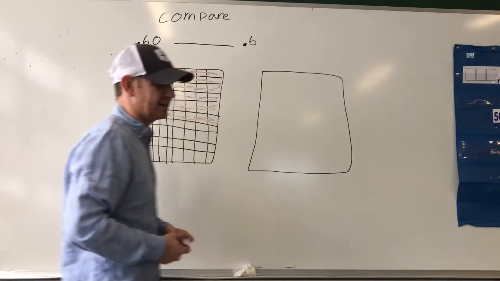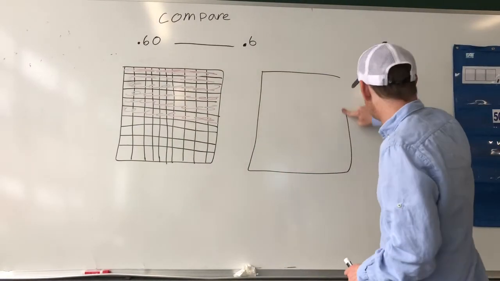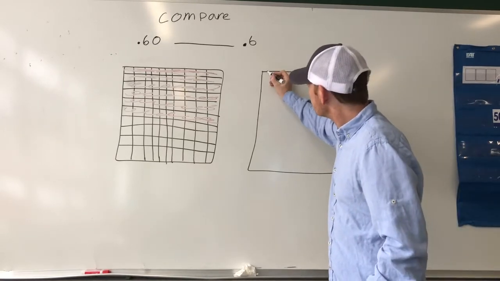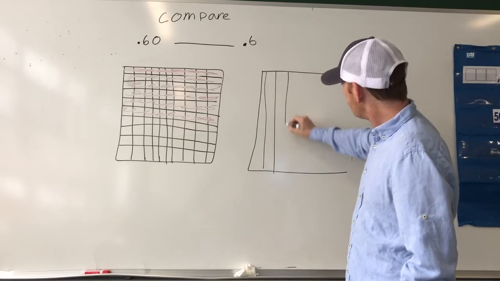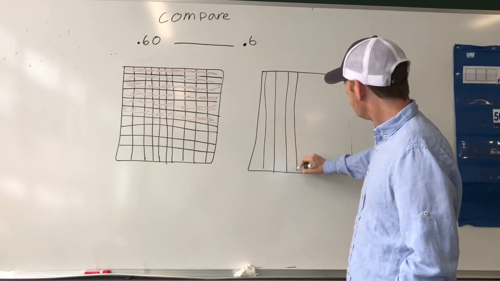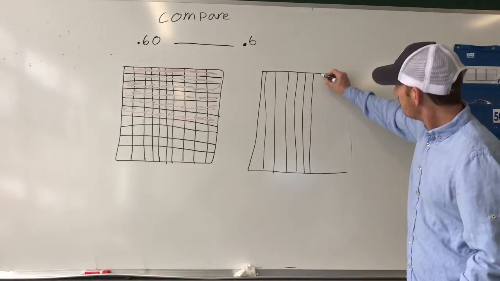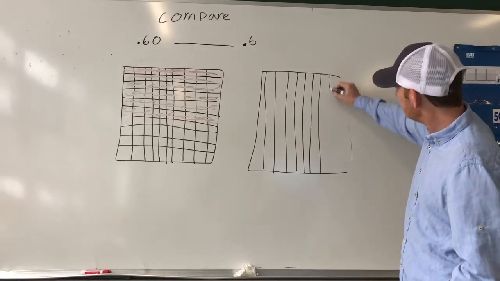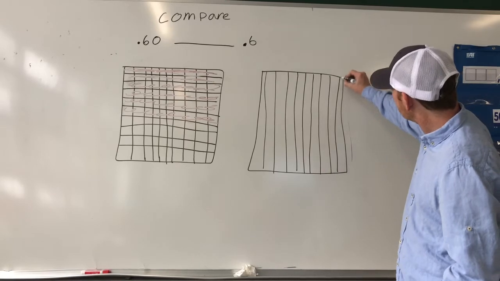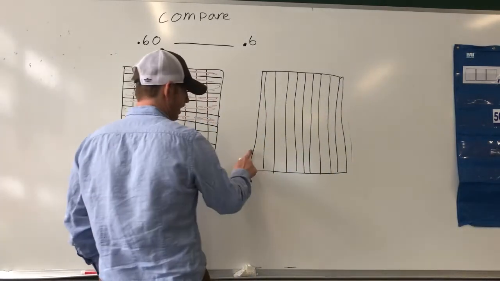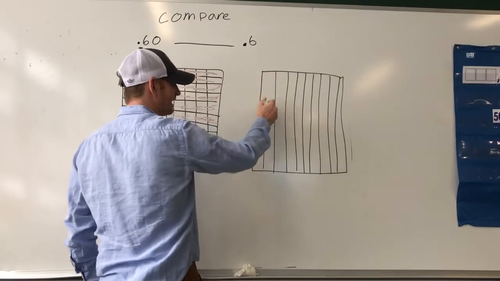So now let's move over to 0.6. 0.6, I'm not going to worry about hundredths because it's only broken up into tenths. So we have 1, 2, 3, 4, 5, 6, 7, 8, 9, and 10. And again, I know that my area model isn't perfect, but really we're comparing the amount. So if they're not exactly the same size, that's okay.